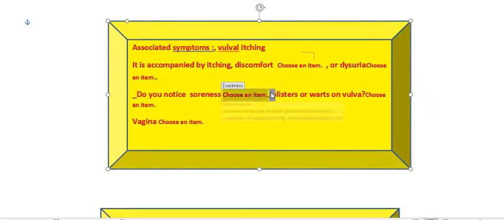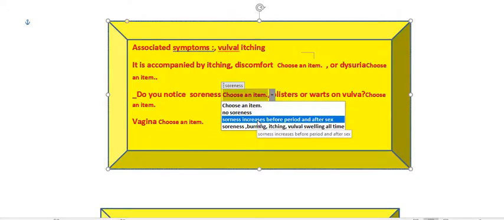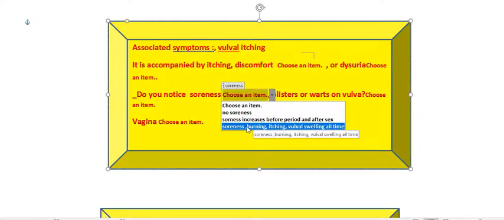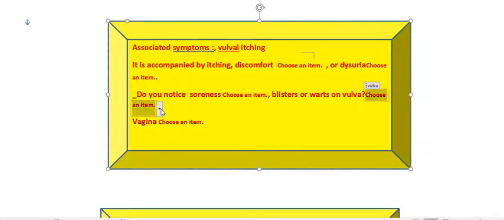The patient notices no soreness, or soreness and increase before the period and after sex, or soreness and burning and itching and vulval swelling all the time. Patient notices no visible lesions in the vulva, or there's vulval swelling, or vulval blisters, or vulval warts, or vulval ulcers, or vulval swelling.